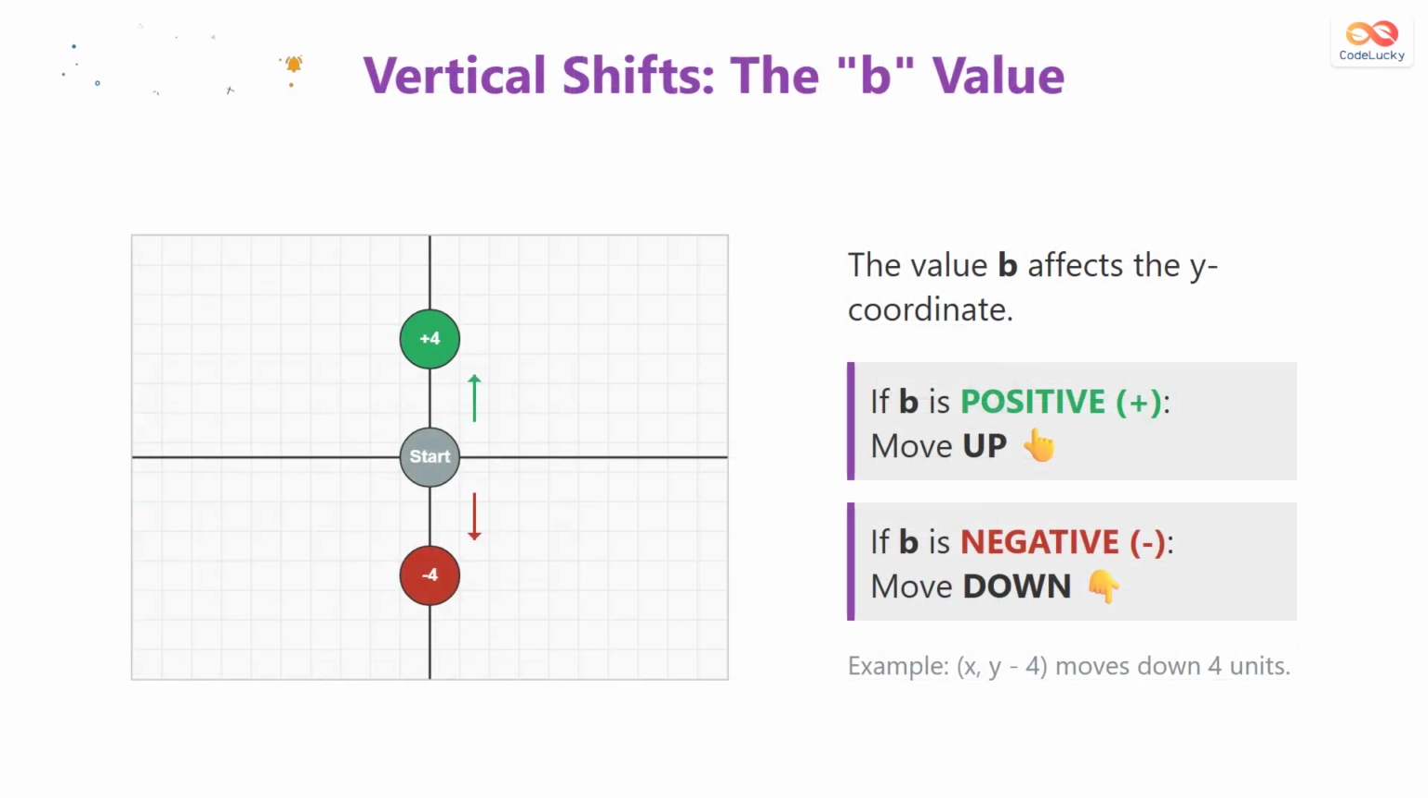Similarly, the b value controls vertical movement. If b is positive, we slide the point up. If b is negative, we slide the point down. For instance, y - 4 means moving down 4 units.